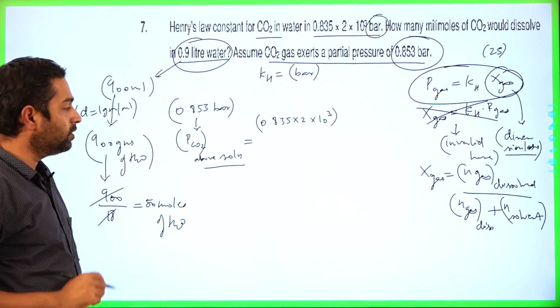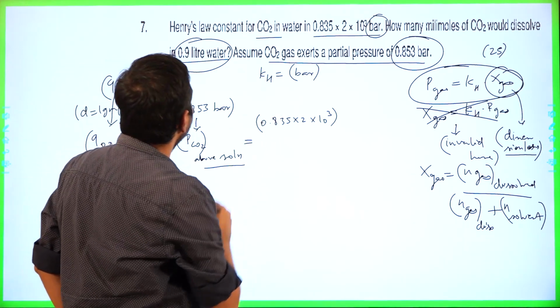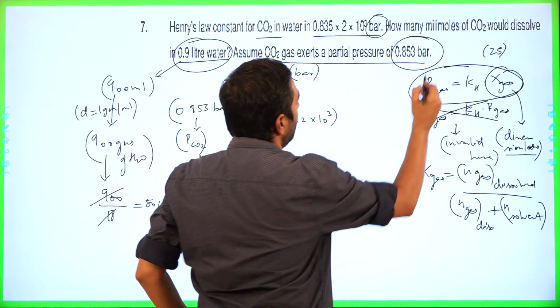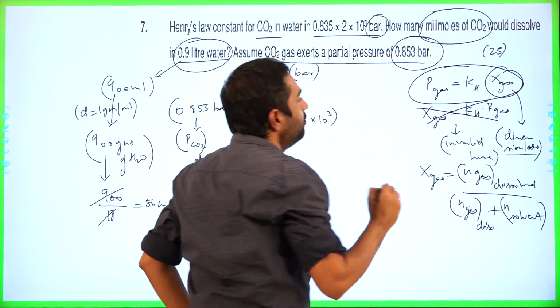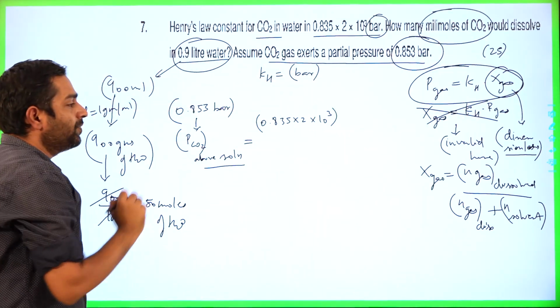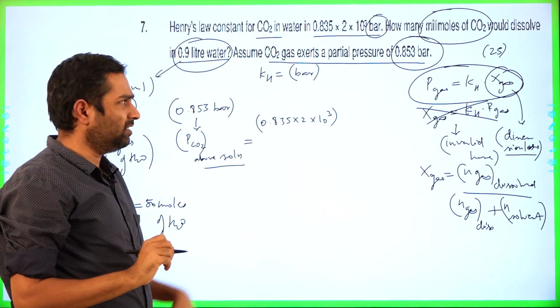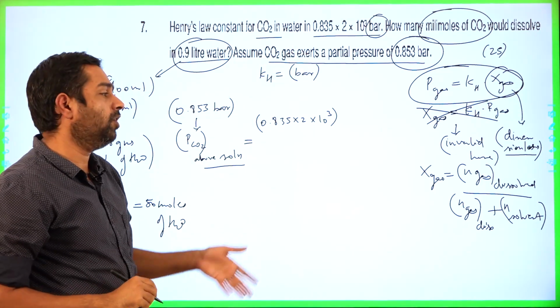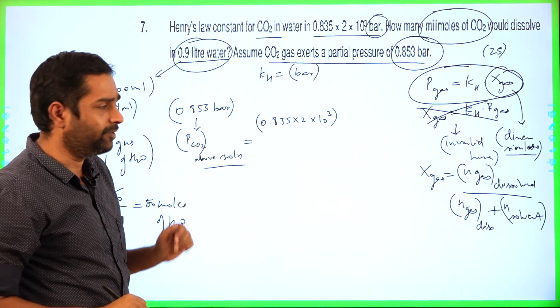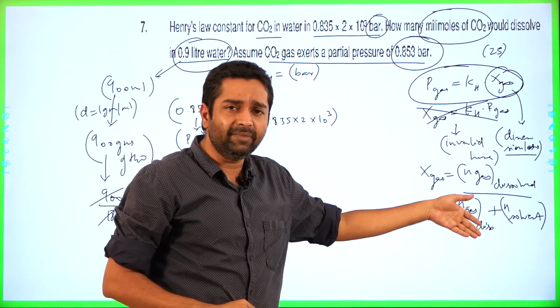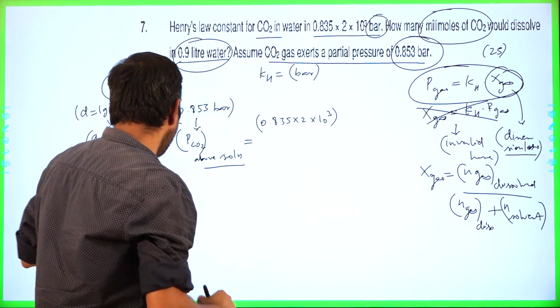If I'm having 50 moles of water, let's assume they're asking how many millimoles of carbon dioxide would dissolve. So let's assume that the number of millimoles, or moles, is going to be X. We can take it in millimoles also. It doesn't make much of a difference, because as long as I take everything in millimoles, it will anyway get cancelled over here. So let's proceed.